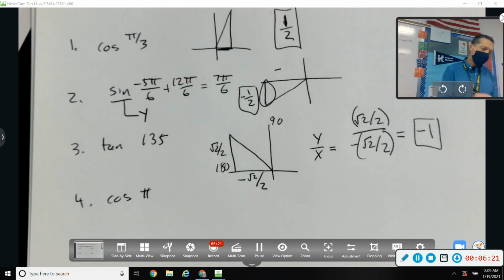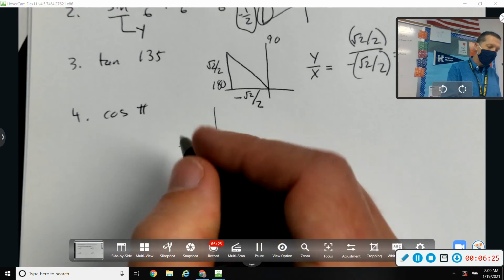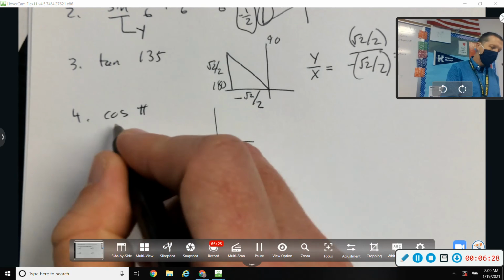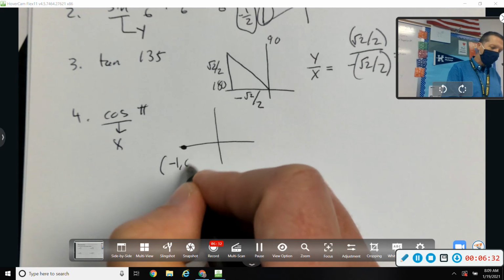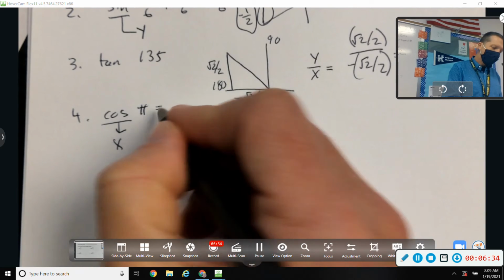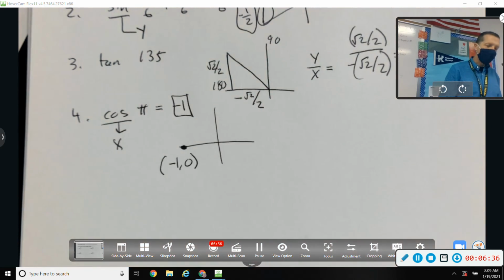And then lastly, cosine of pi. Sometimes these mess people up because they're not really triangles, but pi is over here. Cosine is the x-coordinate. Coordinates at that point are negative 1, 0. So the cosine of pi is negative 1.